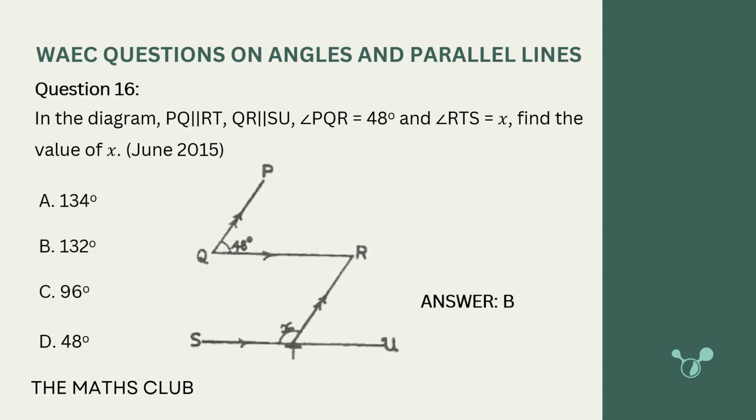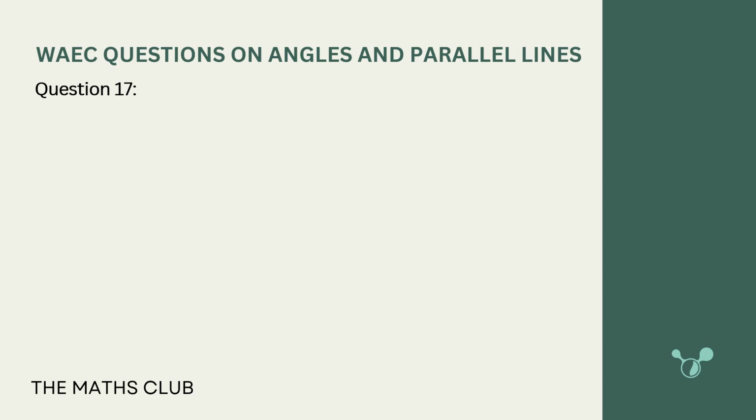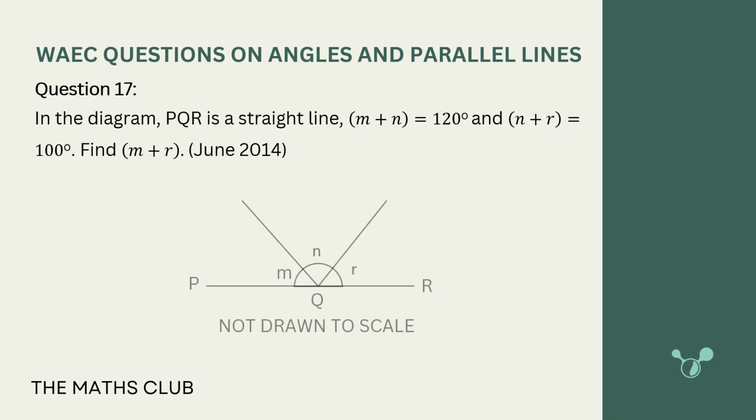Great. The last question in this series says in the diagram, PQR is a straight line. m plus n is equal to 120 degrees. n plus r is equal to 100 degrees. Find m plus r. We saw something like this before. Please pause the video and try it out yourself before you look at the solution.